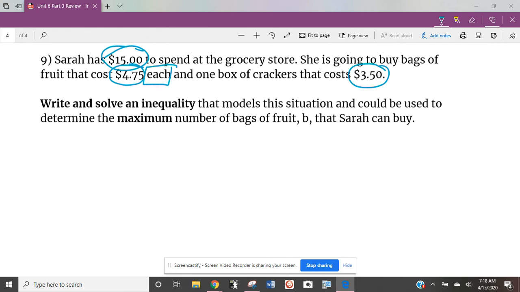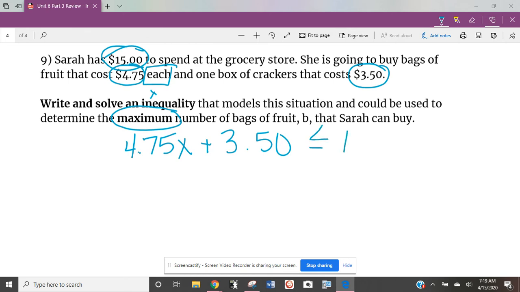Now, we see this word maximum, the maximum number that she can spend. First I see this word each, so this means that there's going to be an X attached. So $4.75 X plus the box of crackers. Anytime you're spending money, you can't go over what you have, right? So it's going to be less than or equal to $15. We want to know the maximum number of bags.